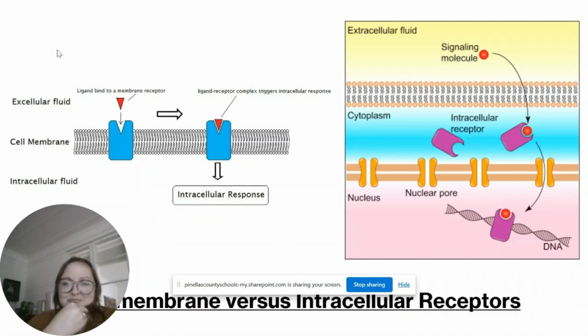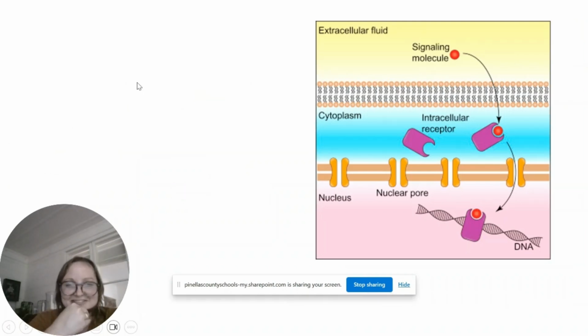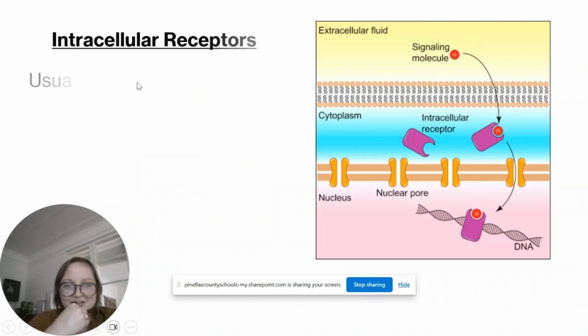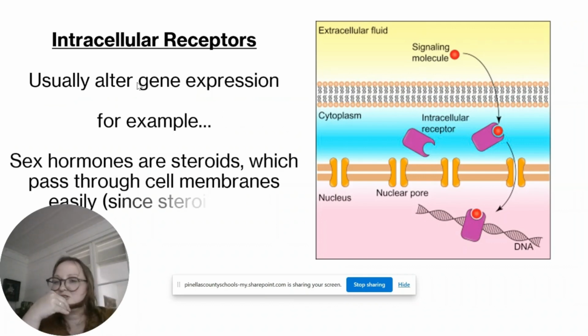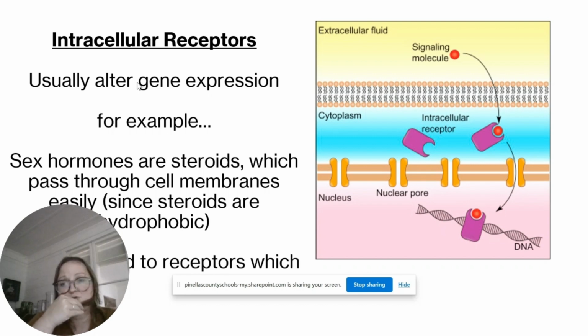Well, this is transmembrane versus intracellular receptors. And now we're going to look at how they usually alter gene expression. For example, sex hormones are steroids, which pass through cell membranes.